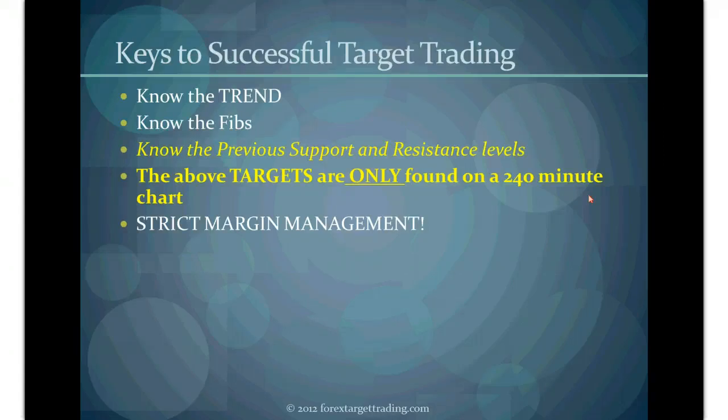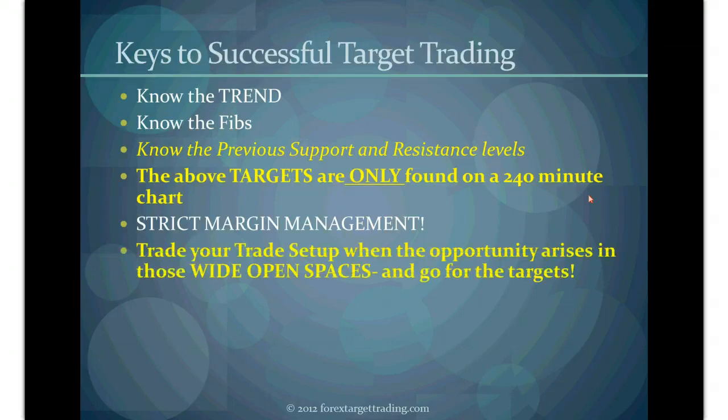So if you have $1,000 in there, and you put on a trade, and you use a mini, the most your stop can be is 20 pips. If you put a 20 pip stop on, you will most likely get stopped out, which means that you automatically know that you have to trade micros. You trade your trade setup when the opportunity arises in those wide open spaces, and you go for the targets.